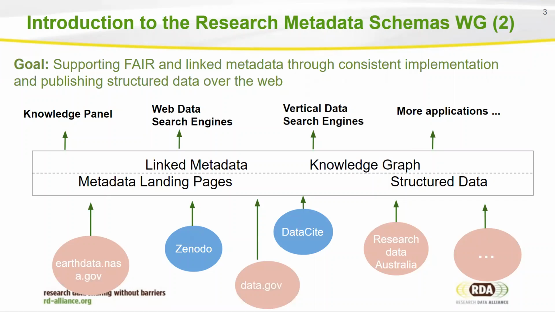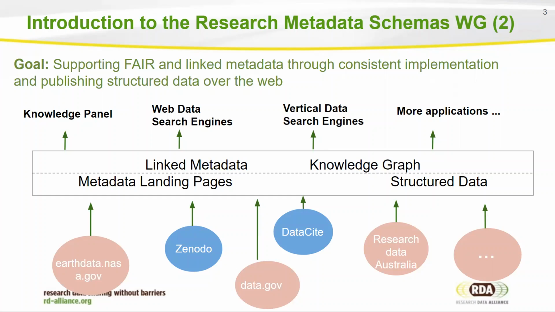So why are we doing this? Data repositories or catalogs usually publish metadata landing pages as web pages. There are two issues here. First, each repository uses their own schema that results in interoperability issues. Second, web pages are encoded with HTML text. They are more for human consumption, but not for machine understanding and processing.